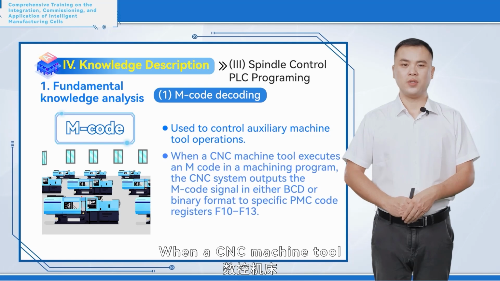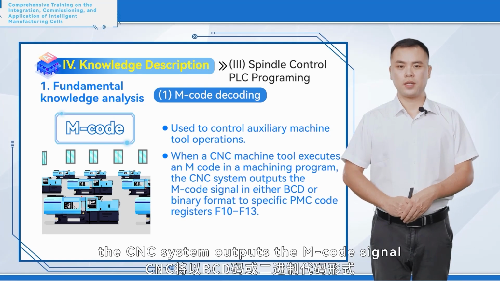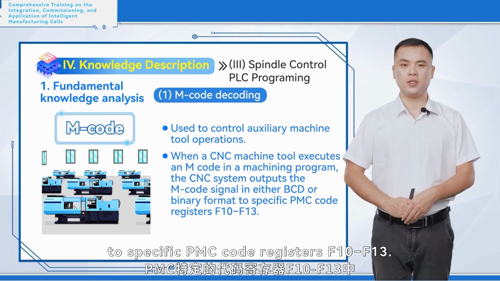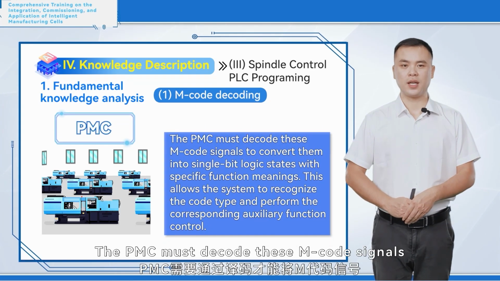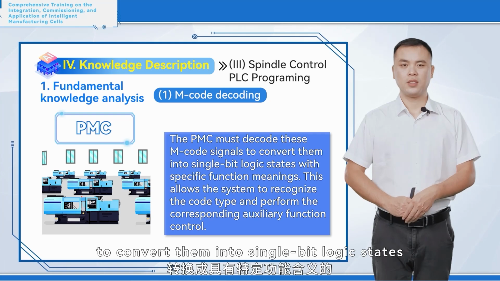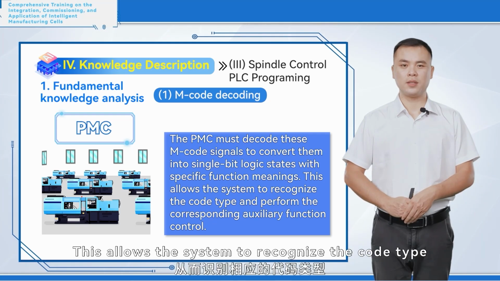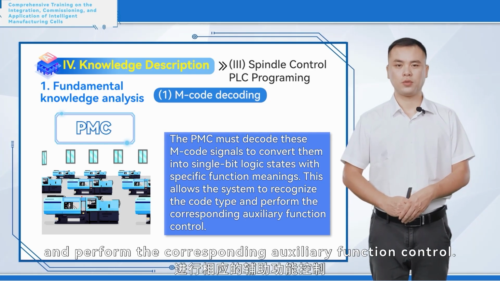When a CNC machine tool executes an M-code in a machining program, the CNC system outputs the M-code signal in either BCD or binary format to specific PMC code registers F10 to F13. The PMC must decode these M-code signals to convert them into single-bit logic states with specific function meanings. This allows the system to recognize the code type and perform the corresponding auxiliary function control.